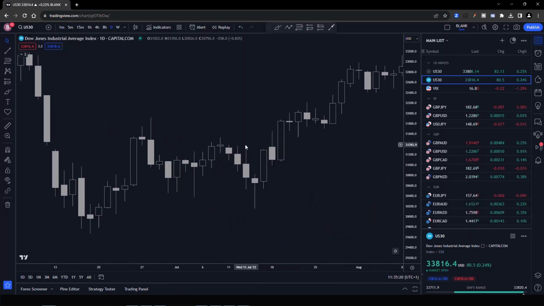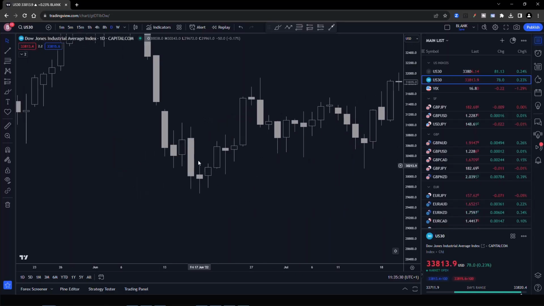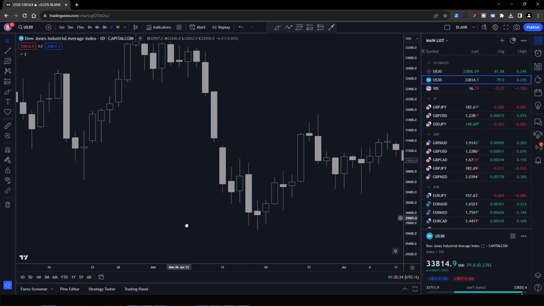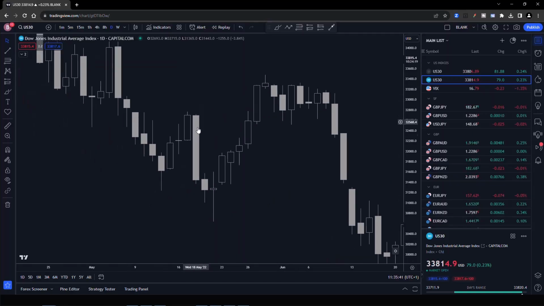Okay, so here's another example. Price was coming down, we got an indecision candle, and then price pushed up. Another one here, price pushed up hard, indecision, price came back down. Another one here, price came down, indecision, price pushed up. You'll see them literally everywhere. Price pushed up hard, indecision, price came down. Price came down, indecision, price came up.